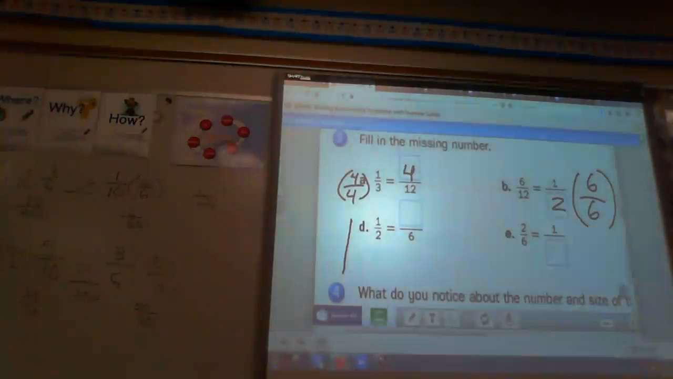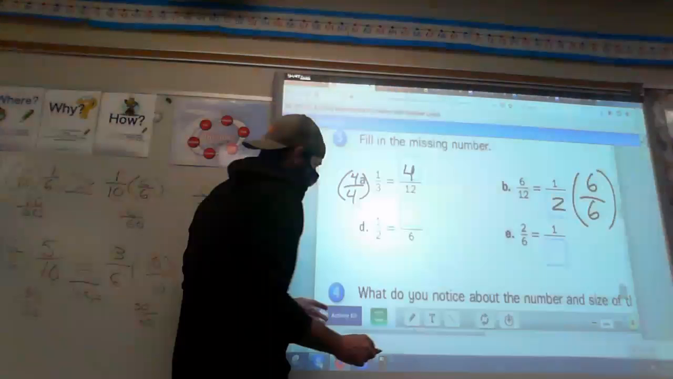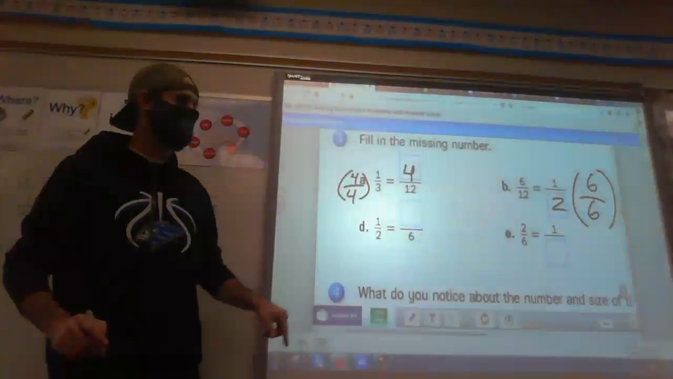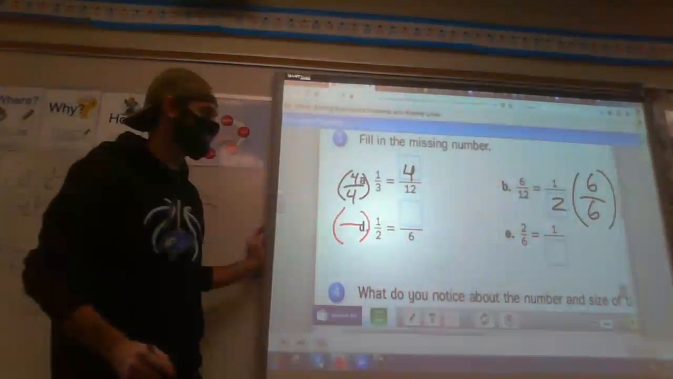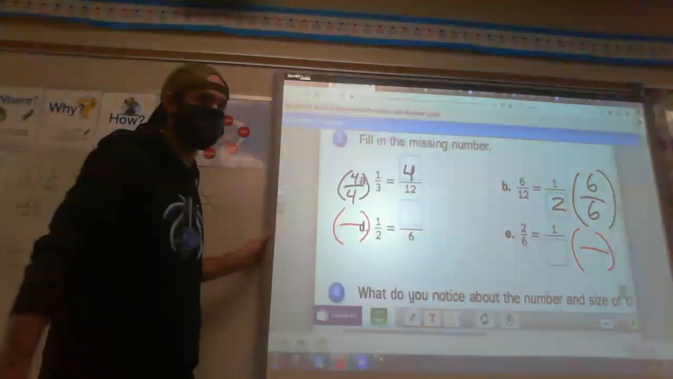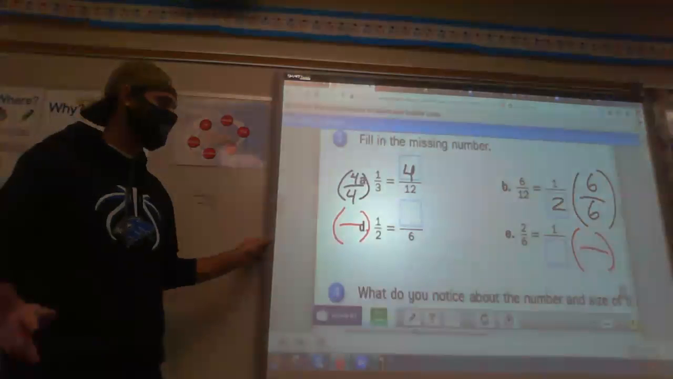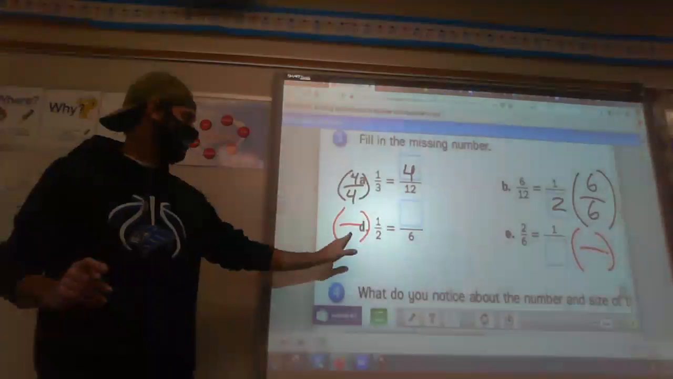Okay. The tricky thing with this is, remember, it's probably easier for you guys to work with the number that's smaller. So in this one, we're working on this side. And on this one, we're going to work on that side, right? And again, all you're doing is multiplying. Whatever side this is on, you're multiplying. What times 2 is 6?